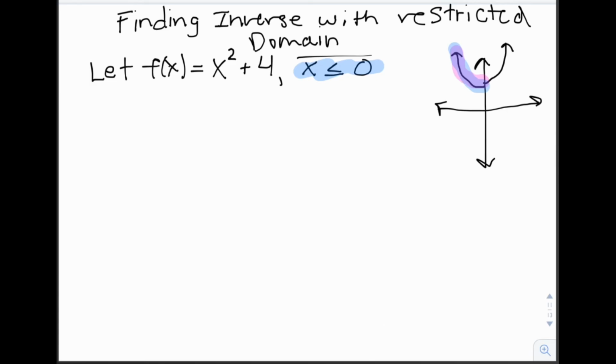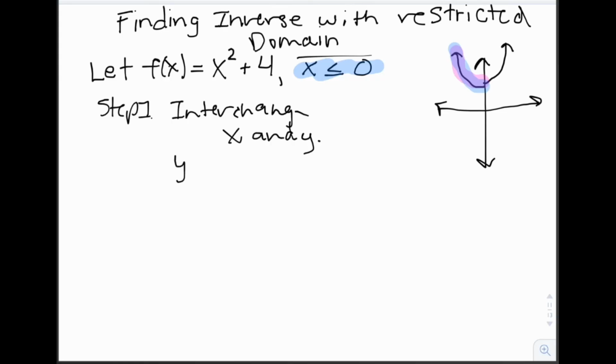Step 1, interchange x and y. Our f of x is equal to x squared plus 4, so y is going to be equal to x squared plus 4. We can now interchange our x and y, so x is going to be equal to y squared plus 4. That will give us, in this case, we can move on to step 2.